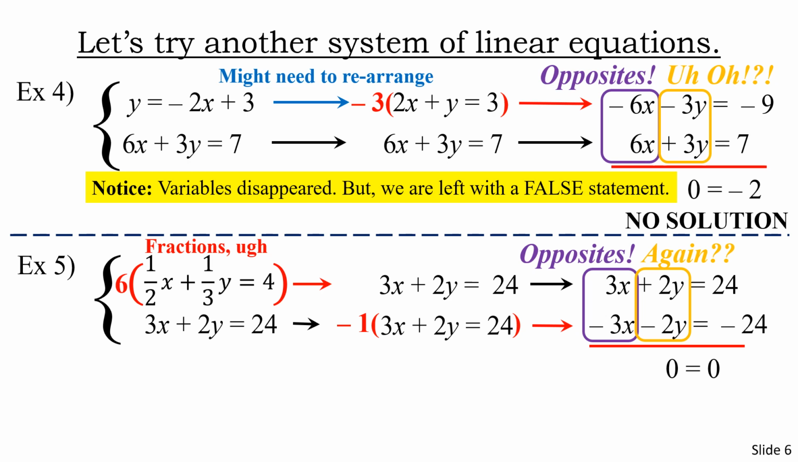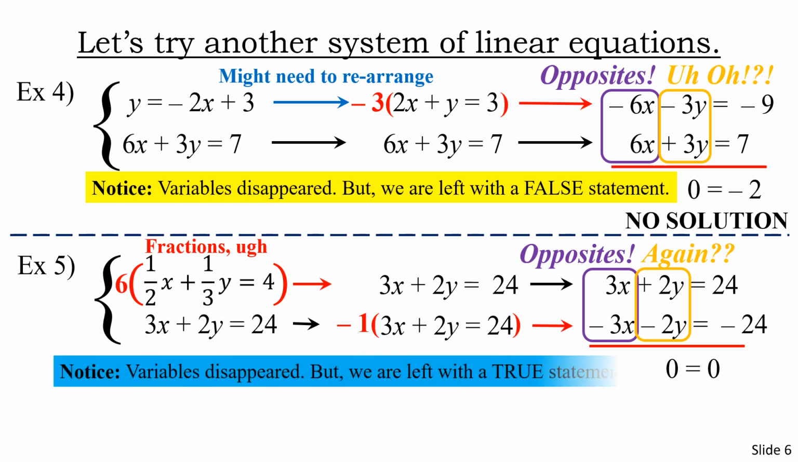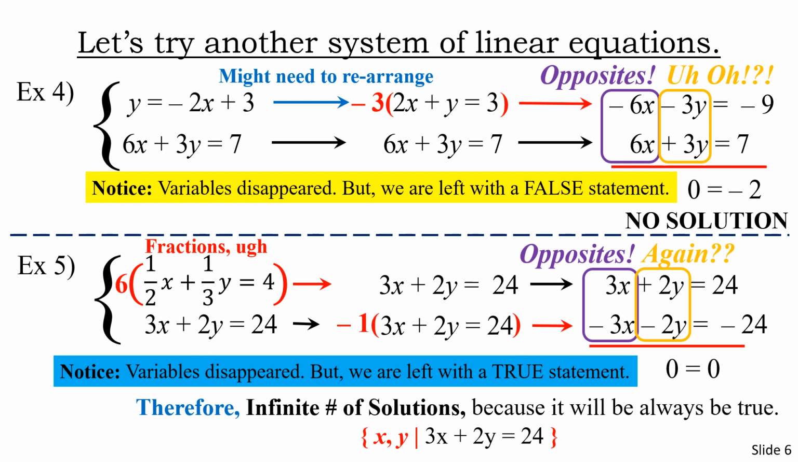And if you remember from substitution method, if the variable disappears and you get a true statement, it means there's an infinite number of solutions. So this is how you write the answer. The set of all x, y's such that, and then you pick one of the two original equations. I'm going to choose the one without fractions just because it's easier to write.